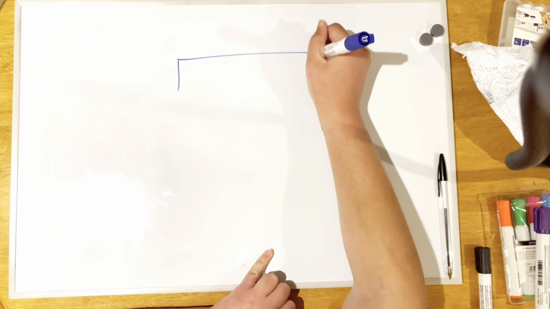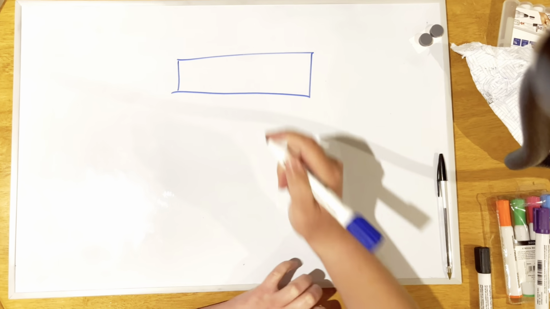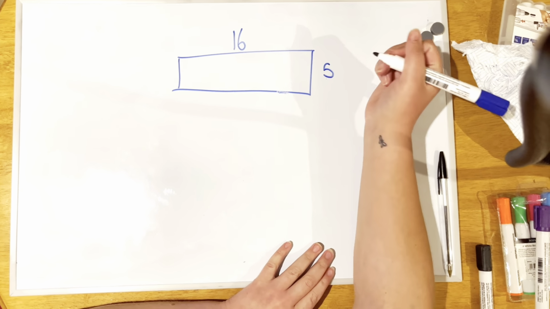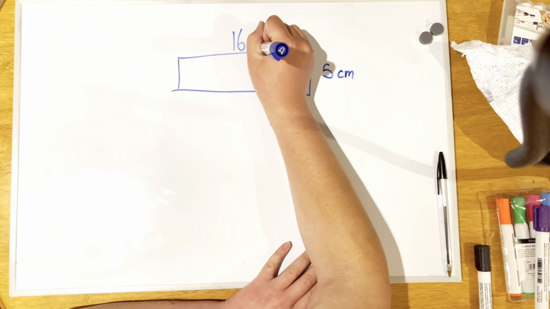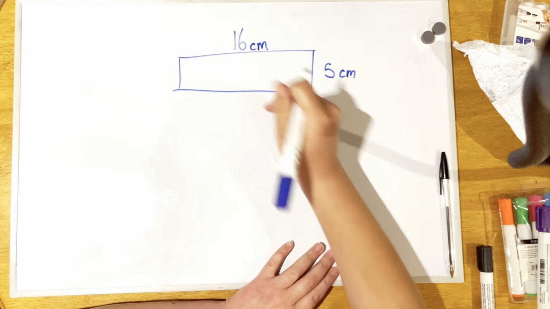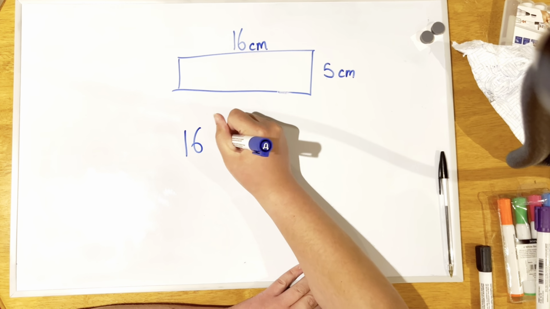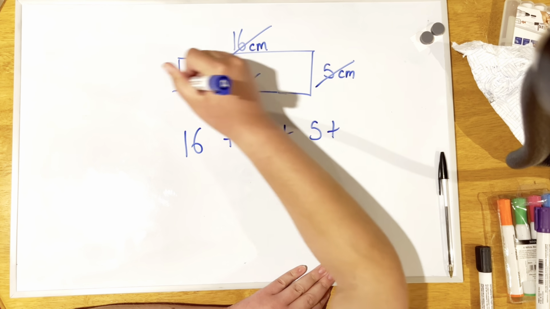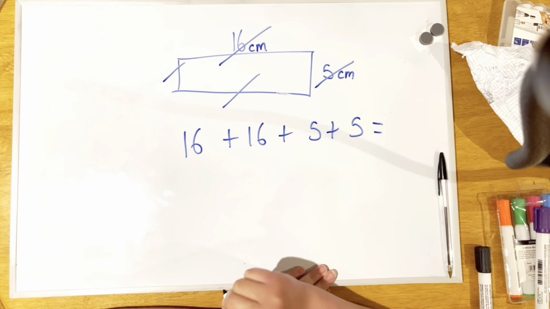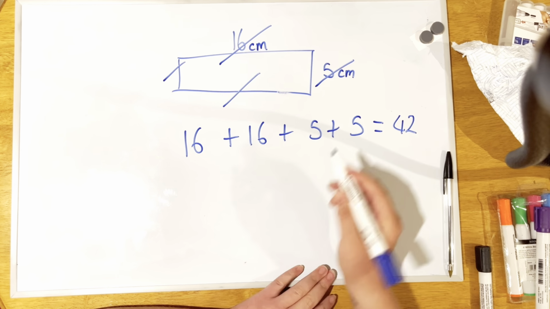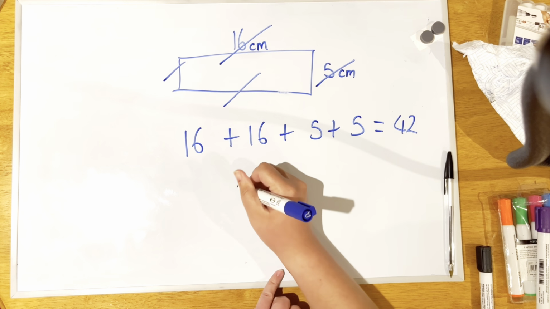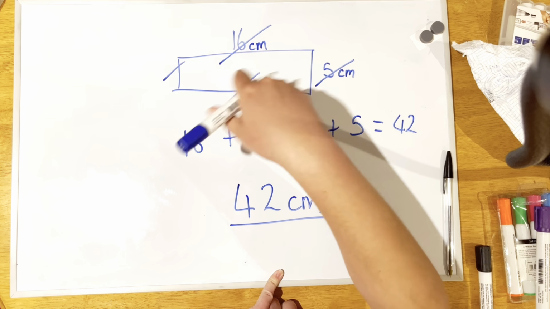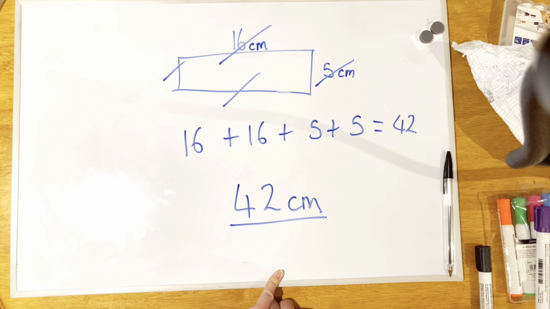Again, I'm going to draw it out so you can see it. It says that my length is 16 and my width is 5. I'm going to add in my units. Now, again, I want all the way round. So I'm going to do 16 plus 16 plus 5 plus 5. And in total, that equals 42. What do I need to remember to do when I'm doing perimeter? Add my units. 42 centimetres.